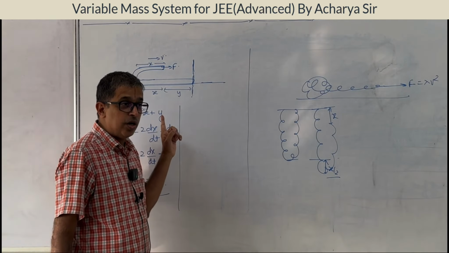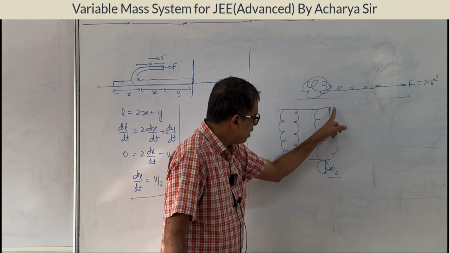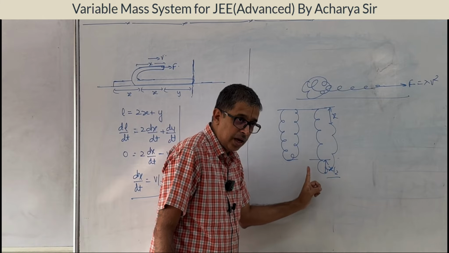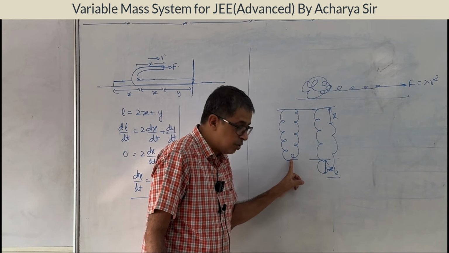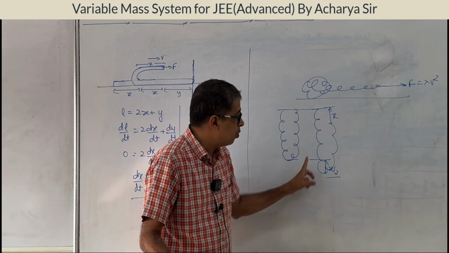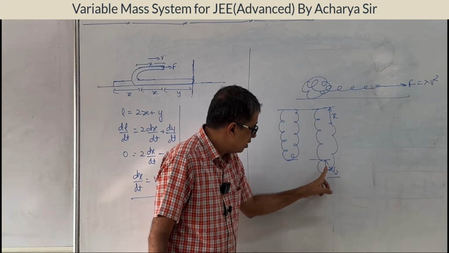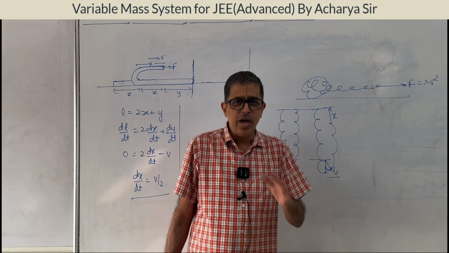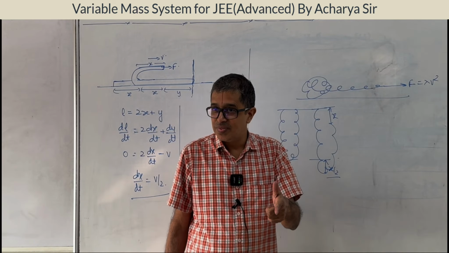Here you put it horizontal, it becomes difficult to perceive. Have a look at it. If x length has fallen here, x by 2 goes this side, x by 2 goes this side. So this end moved by how much distance? X by 2. So if I tell you the velocity of the chain here is v, the velocity here will be v by 2. As simple as that. This is not difficult to perceive.